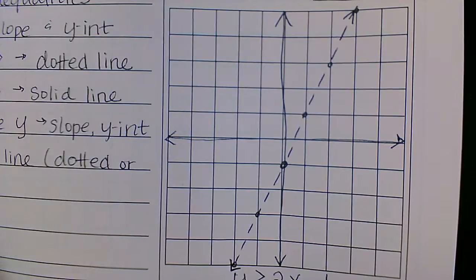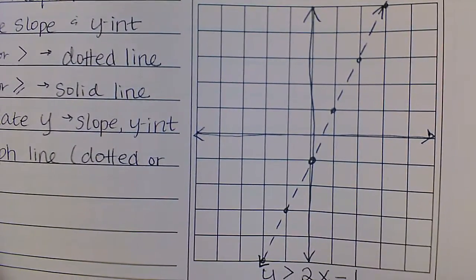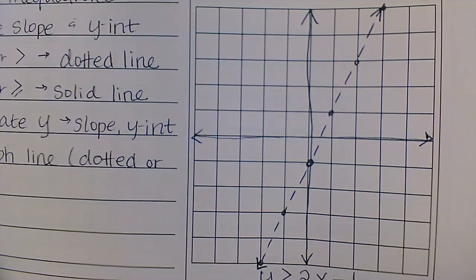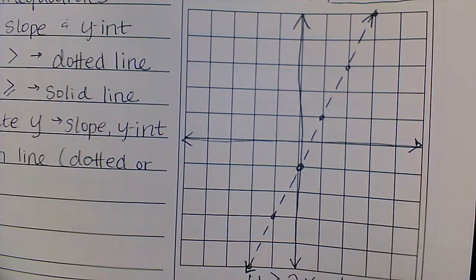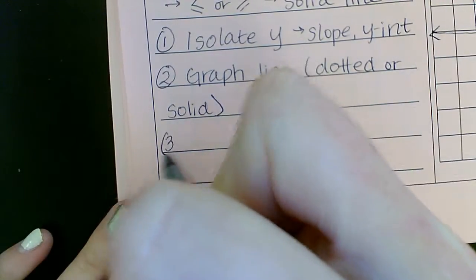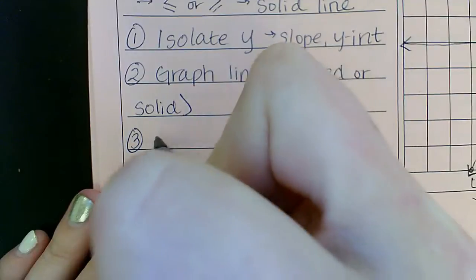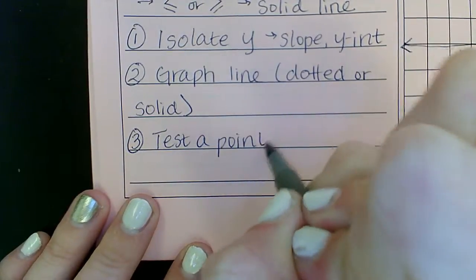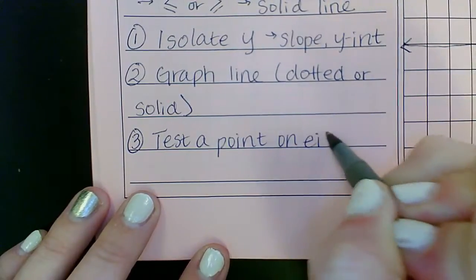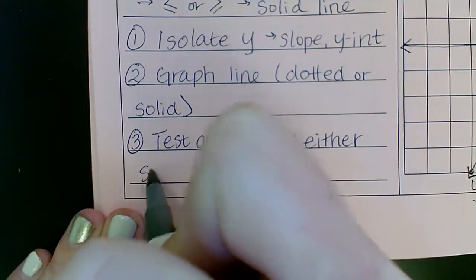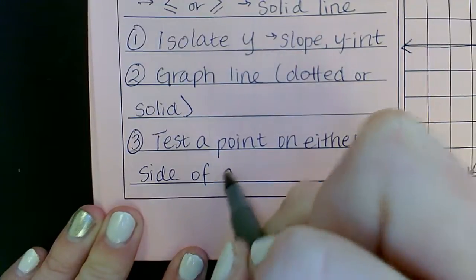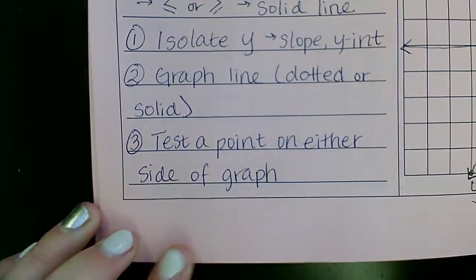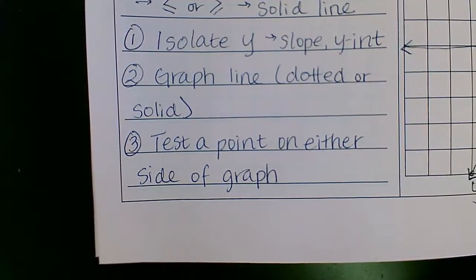Now here's the fun part. I'm not done graphing. The next thing about an inequality is that, remember, there are so many possible solutions for an inequality. I need to show that in my graph somehow. So what we do to show that is we're going to test a point on either side of the graph. And I'm going to tell you why we're going to do this.